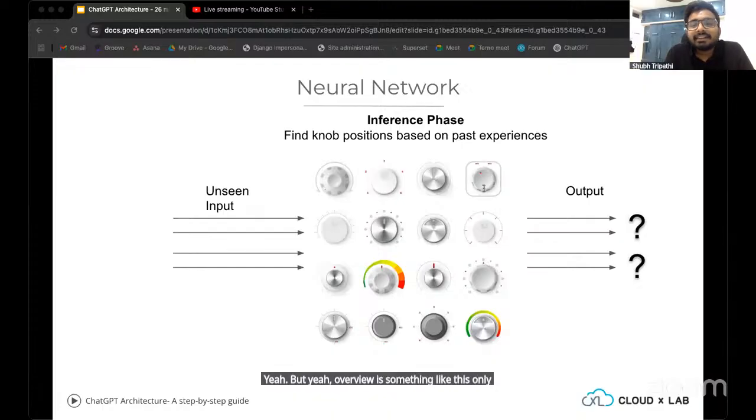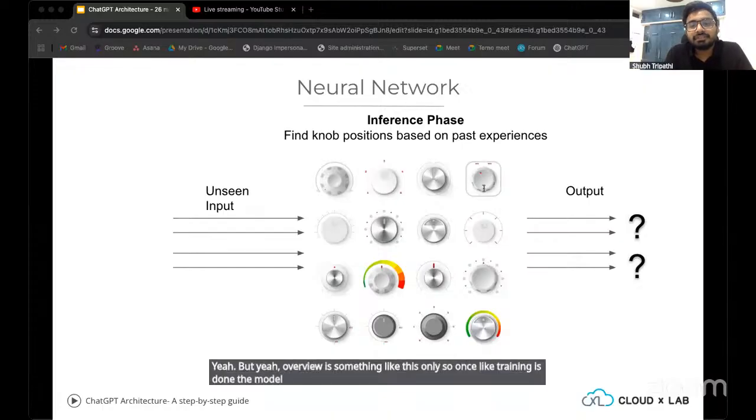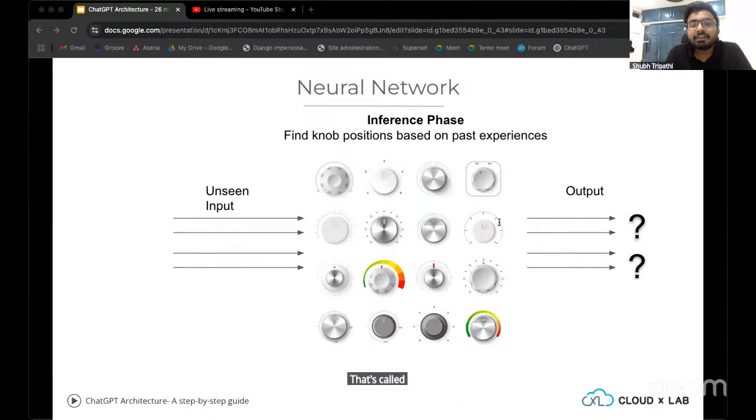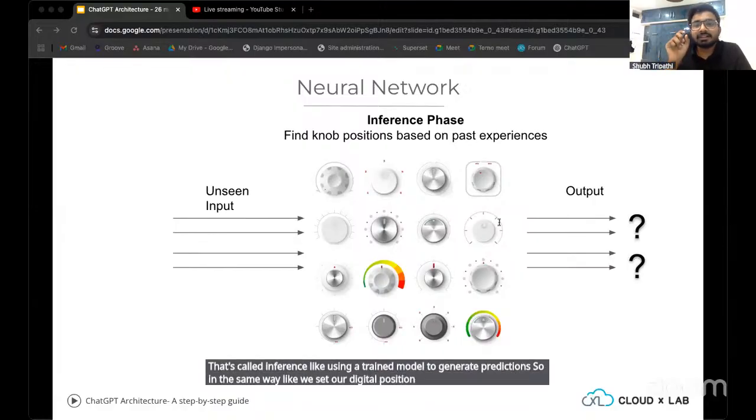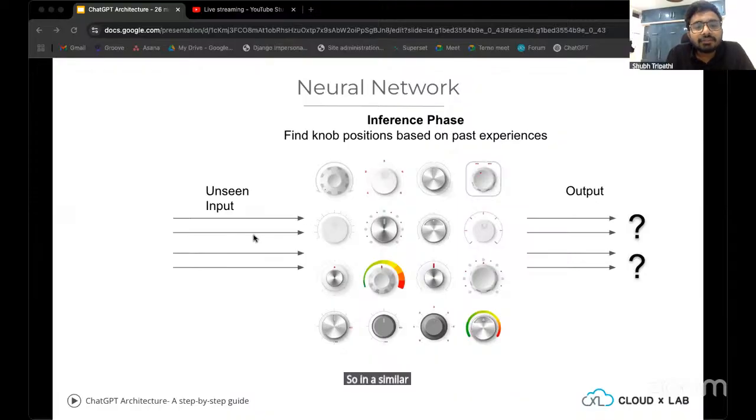Once training is done, the model freezes these knob positions. When you ask ChatGPT a question, it doesn't learn on the spot. It just looks at the frozen model and gives you an answer based on what it learned earlier. That's called inference, using a trained model to generate predictions. In the same way, we set the geyser position to the temperature we want, and now every day you can use the same knob. If you see it on the screen, each knob is set to a different number. This is what the training process of the neural network consists of.